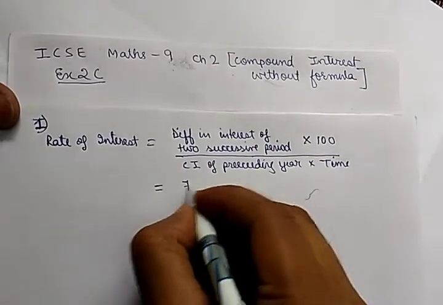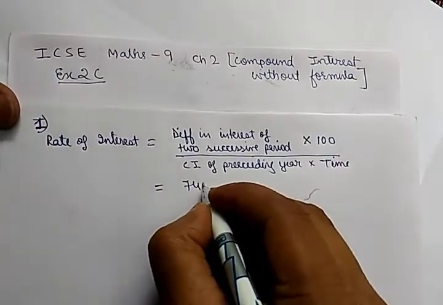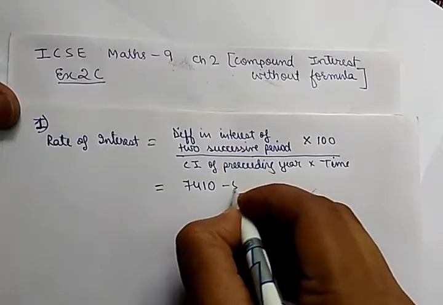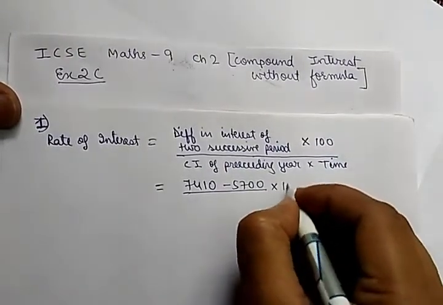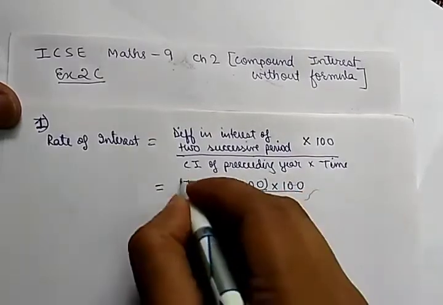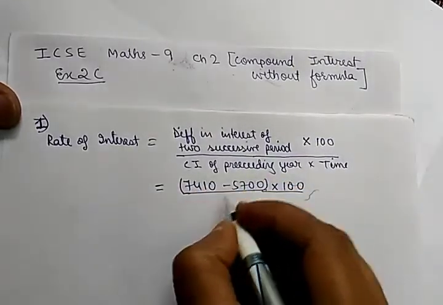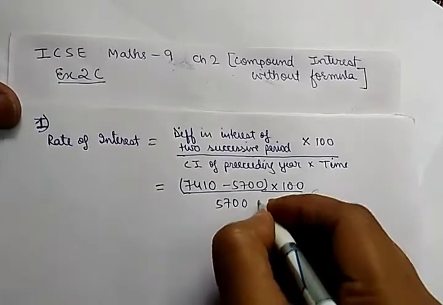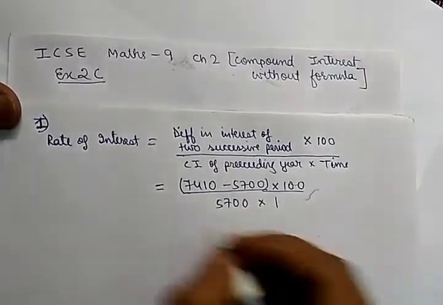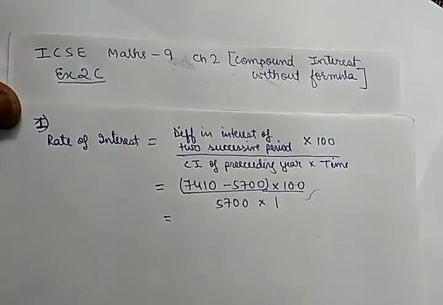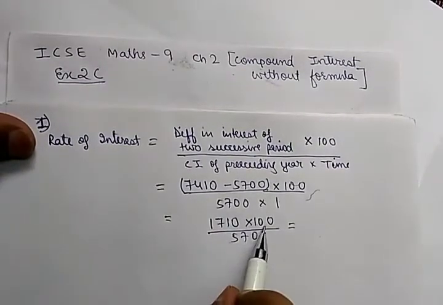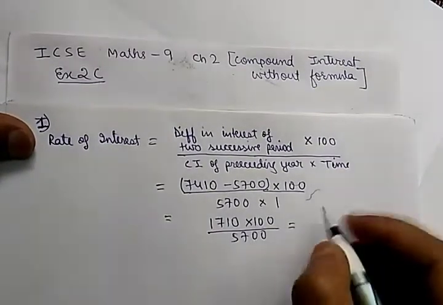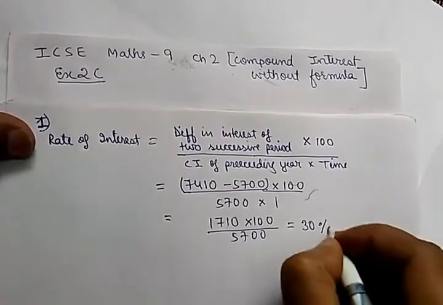See, the difference between the two successive periods is 7410 minus 5700, into 100, by the preceding year's interest, that is 5700, into time, which is 1 year. So the difference 1710 into 100 by 5700, and when you solve this we get 30%.